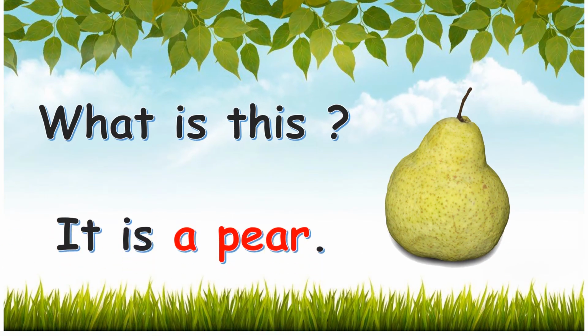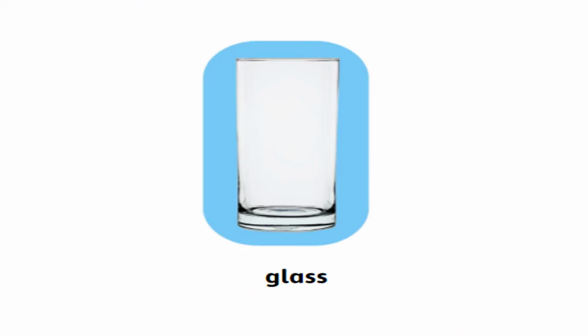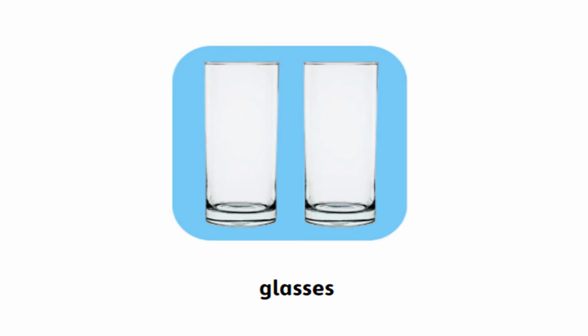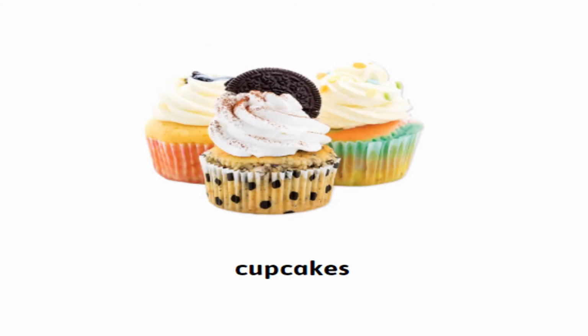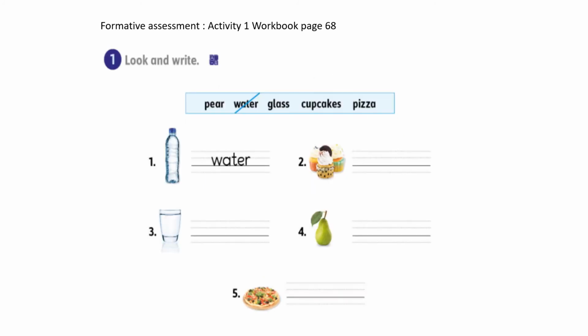What is this? It's a pear. What is this? Water. Yes, who can read? Glass. Who can read? Glasses. Who can read? Cupcakes. Who can read? Pizza. Very good. Now we come to do a formative assessment.